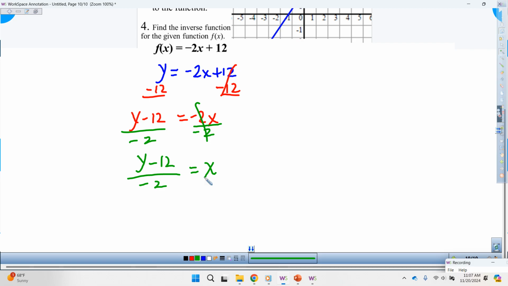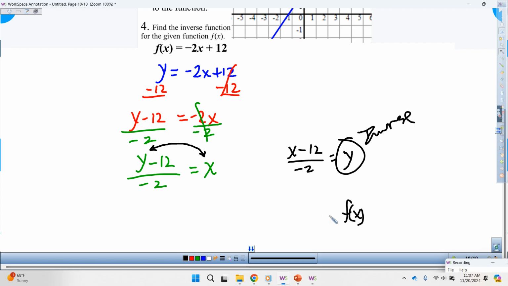All right, Mario? Pass someone. Gio, how do we make that an inverse? Yeah, you substitute the x and the y. You switch them. So we end up with x minus 12 over negative 2 equals y. This is the inverse. However, we need to change that to f of x. X minus 12 over negative 2. And to make sure that we know that this is an inverse, we write a little negative 1 right there. And if you got that by yourself. Yeah, some of us. Send that in, please.